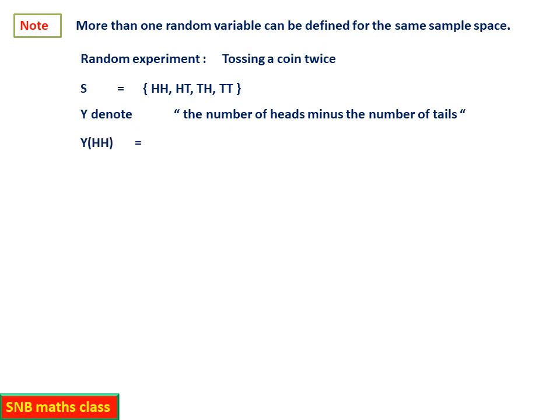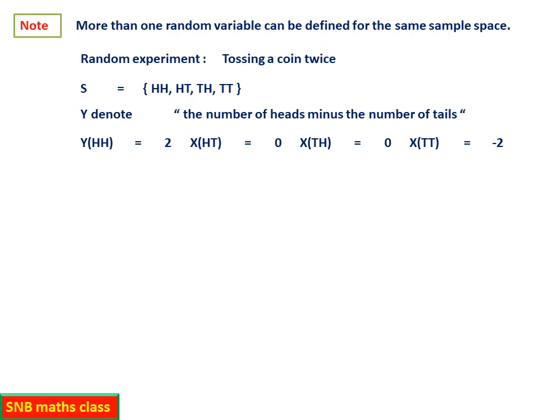So here, Y of HH will be 2 minus 0, that is 2. Similarly, Y of HT is 1 minus 1, because there is one head and one tail. And similarly, Y of TH is also 0, and Y of TT is 0 minus 2. You see the different definition of Y: it is the number of heads minus the number of tails. In the first case, heads is 2 and tails is 0, so 2 minus 0. Second case, Y of HT, it is 1 minus 1, 0. Y of TH, 1 minus 1, 0. Y of TT, 0 minus 2, so it is minus 2.